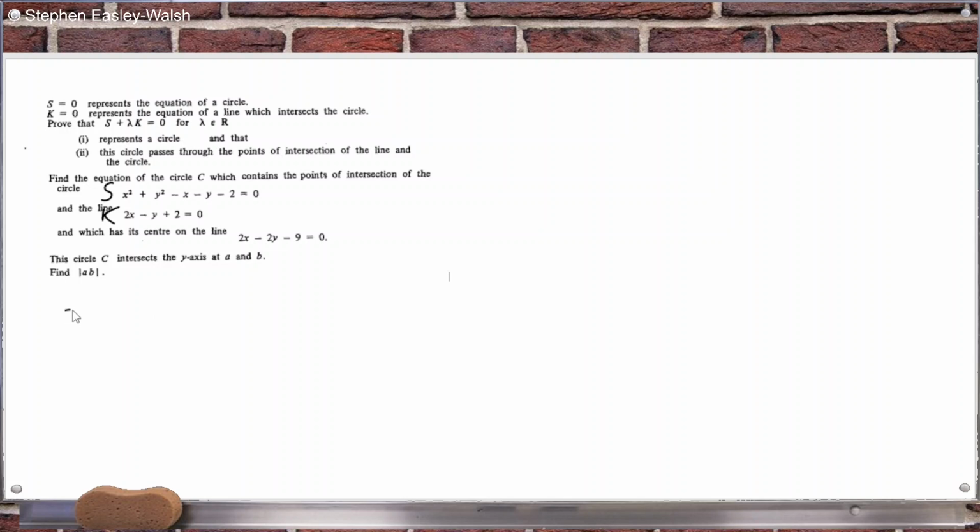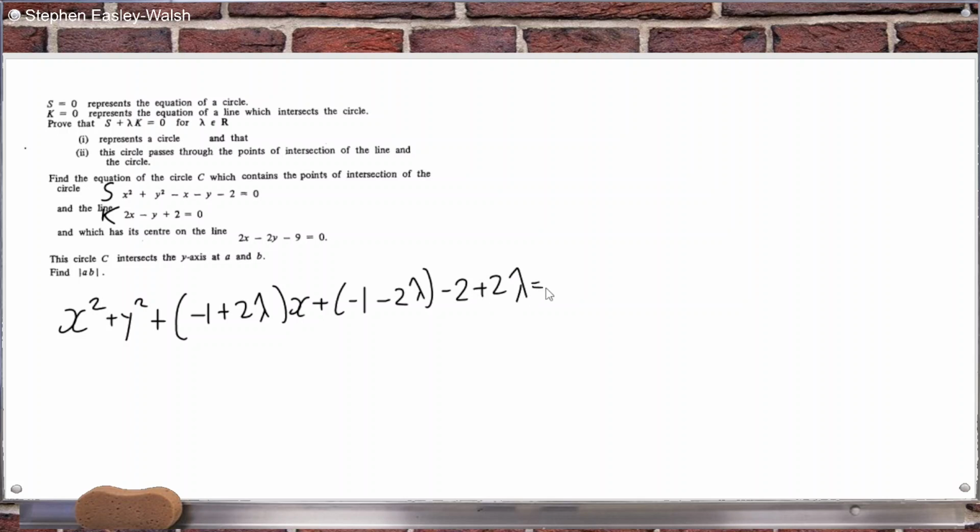then we have the equation x squared plus y squared plus minus 1 plus 2 lambda plus x plus minus 1 minus 2 lambda minus 2 plus 2 lambda equals 0.